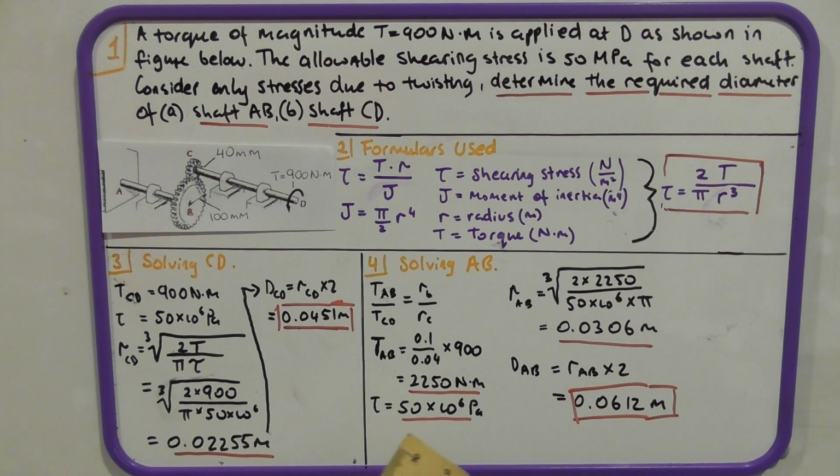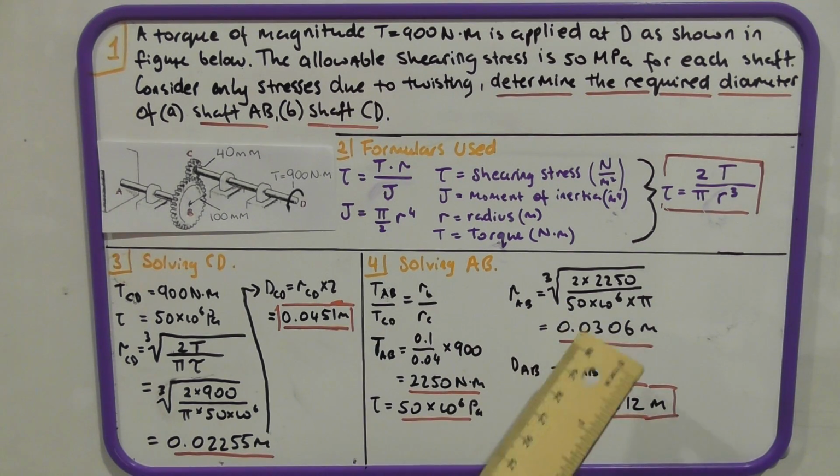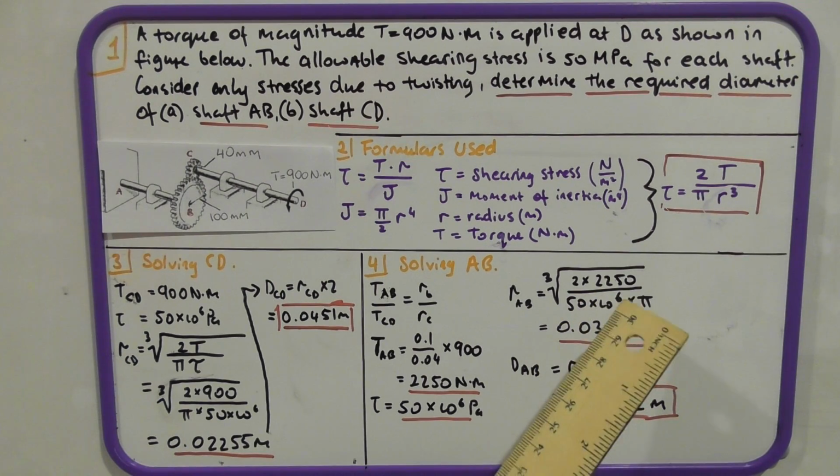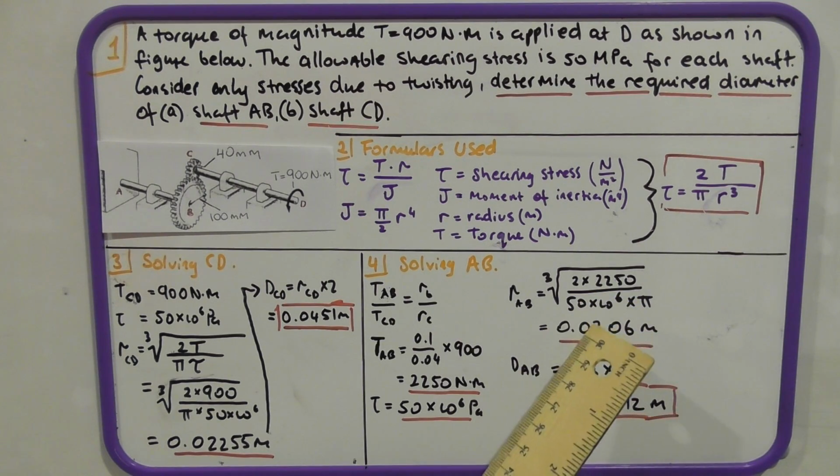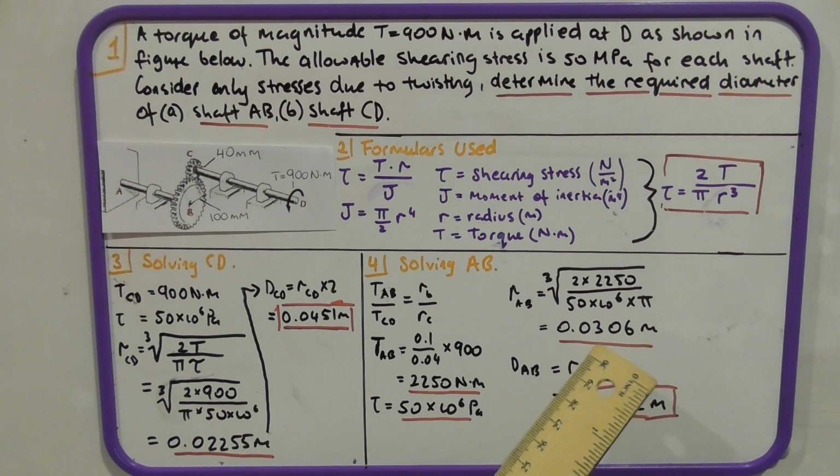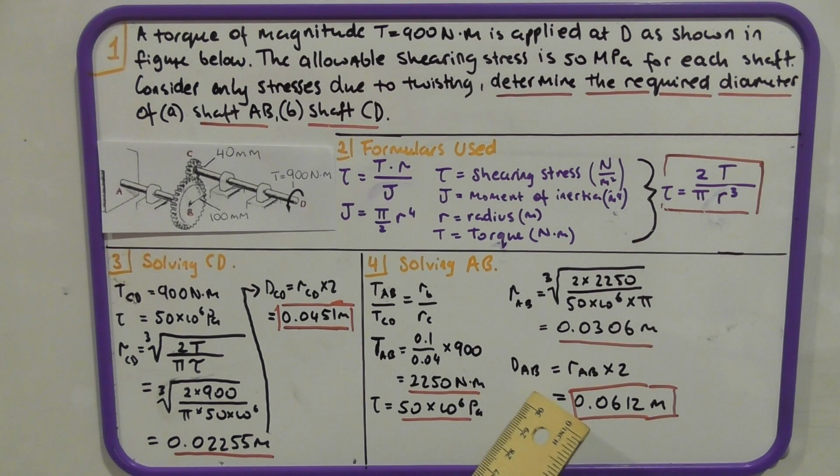Also the allowable shearing stress for this shaft will be 50 times 10 to the 6 pascals. And then when we rearrange this formula to solve for radius AB, we will have the cube root of 2 times 2,250 divided by 50 times 10 to the 6 times pi, which will give us a radius for AB of 0.0306. And then obviously the diameter for AB will be radius AB times 2, which will give us the answer for shaft AB. The diameter is 0.0612 meters.